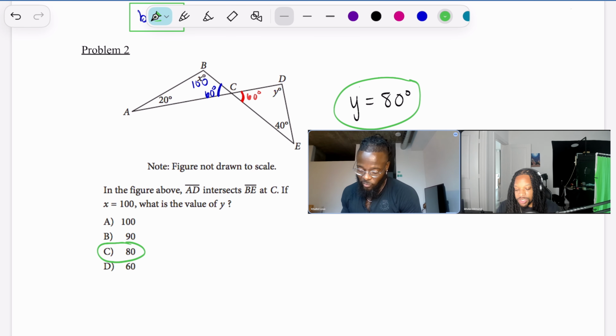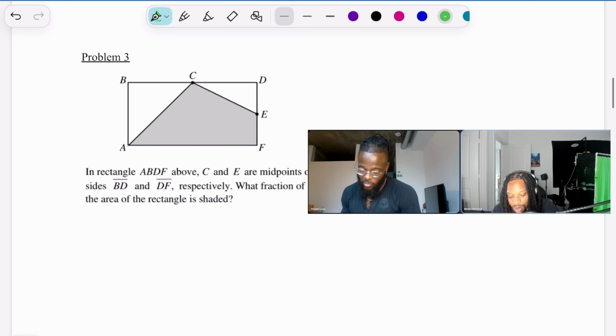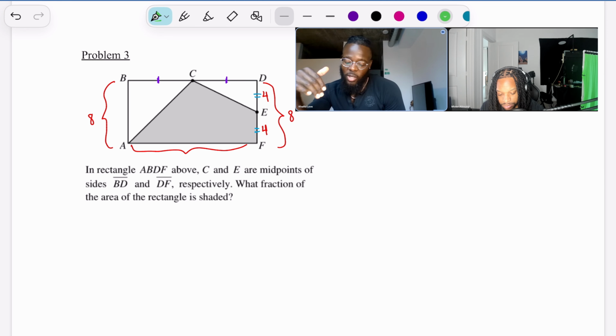Okay, cool. Problem 3. In the rectangle ABDF above, C and E are midpoints of side BD and DF respectively. What fraction of the area of the rectangle is shaded? There are different ways to approach this, I feel like. My instinct was to just come up with numbers for each of these segments and try to figure it out that way. What about you? I noticed, oh wait, I can actually break this up and use symmetry.